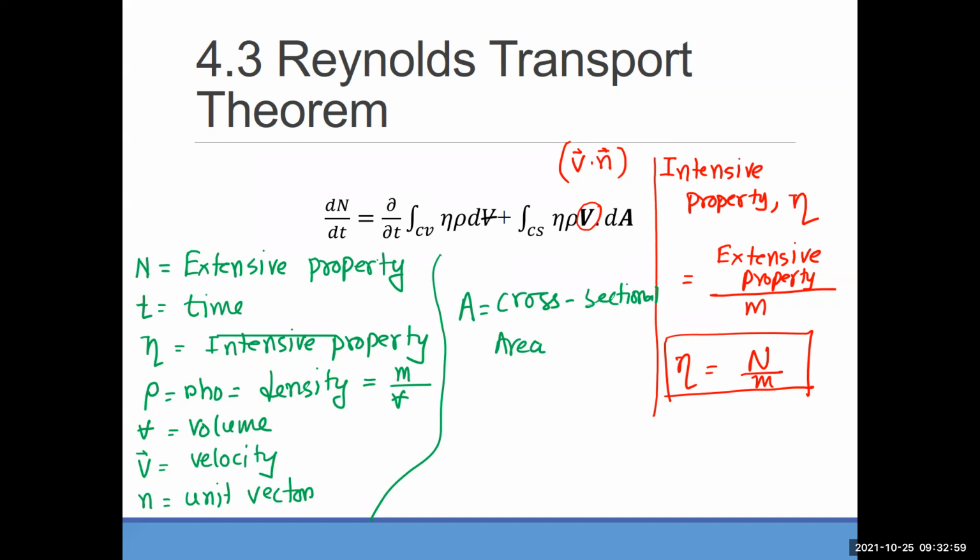Based on this theorem or this expression, we will come up with the expression for mass conservation, energy conservation, and the momentum conservation. For today's class and for next day's class, we will work with the mass conservation. Once we are done with mass conservation, we will work with energy and then the momentum. But these will be the basic equation we'll start with.